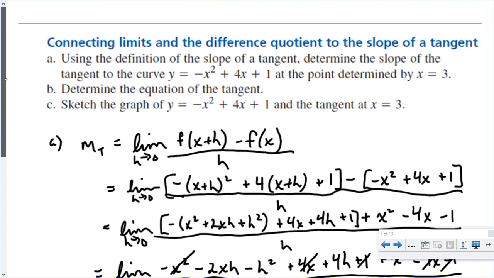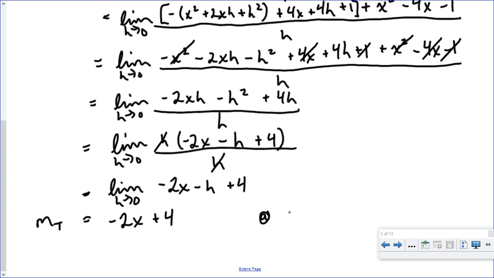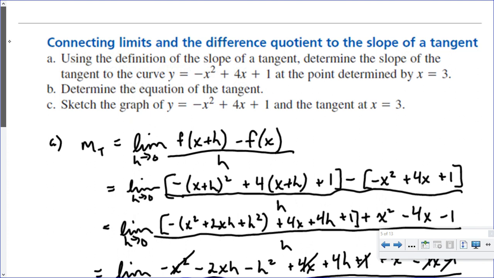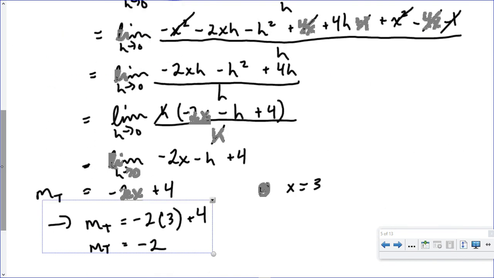Is that what I was asked to do? The question says determine the slope of the tangent to the curve at the point. At the point, is when I have to plug in this. So the slope actually carries a value. It looks like it's negative 6 plus 4, or negative 2. Now we've got, determine the equation of the tangent line.